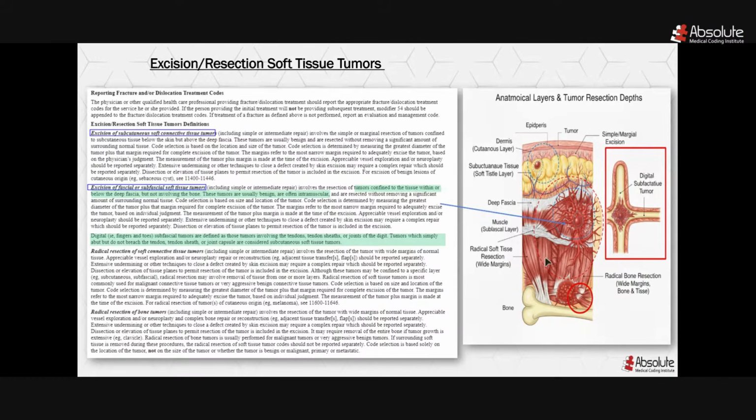Let's move on to the next category, that is the radical resection of soft tissue tumors.